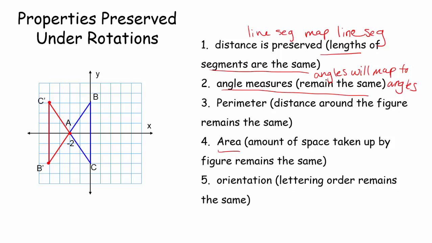What about orientation? Remember, that's the direction that my letters are going in. So here, if I move to the right, I'm going A to B, B to C, C to A. Once again, if I'm moving to the right, I'm going A to B prime, B prime to C prime, and C prime to A. So they stay in the same orientation. So these are the properties that are preserved under rotations.